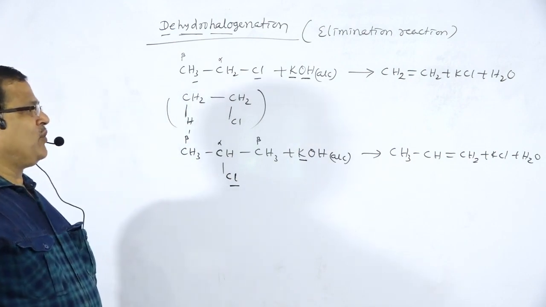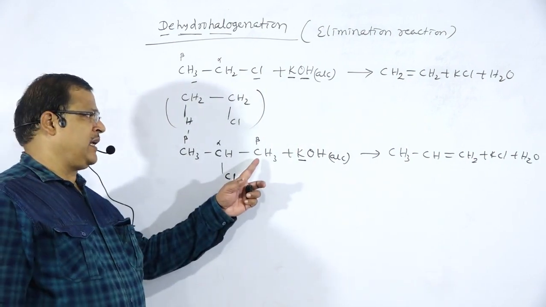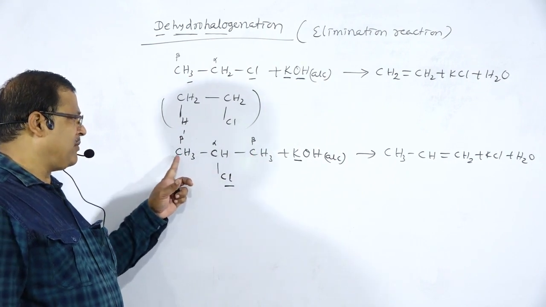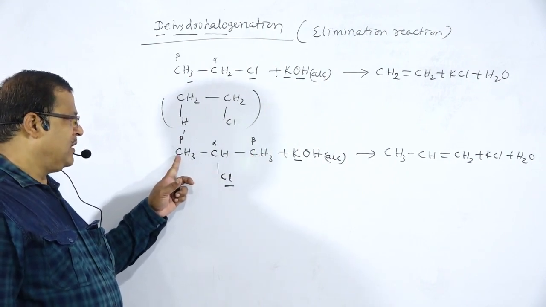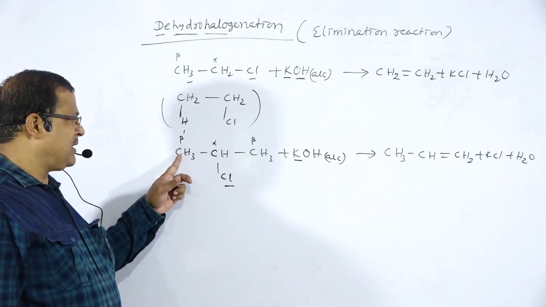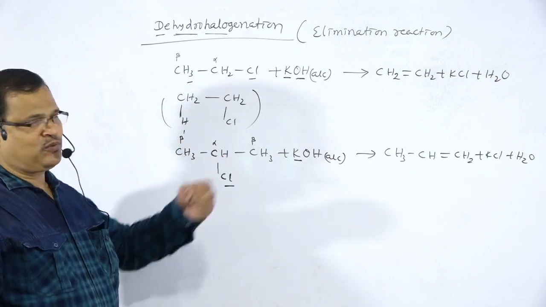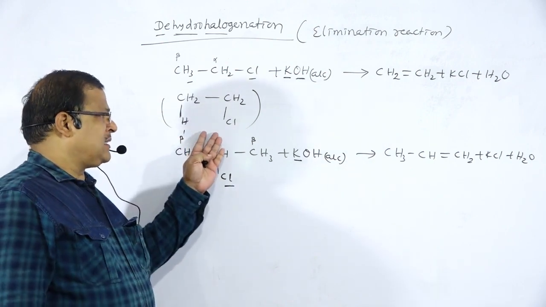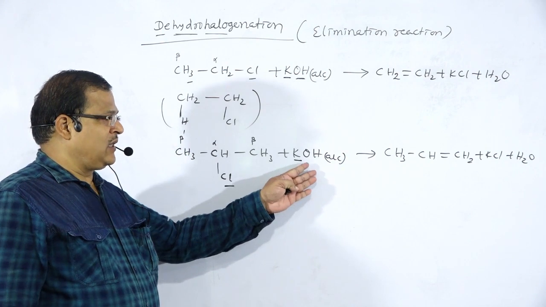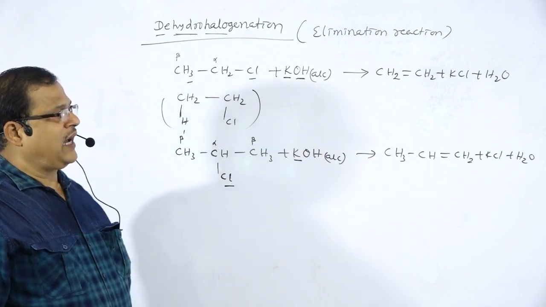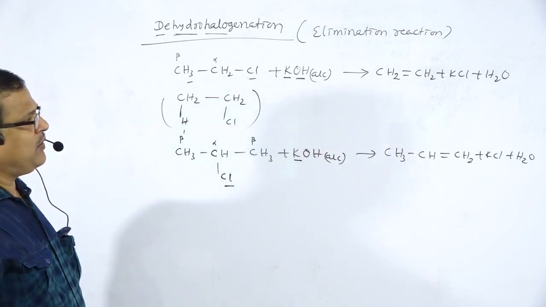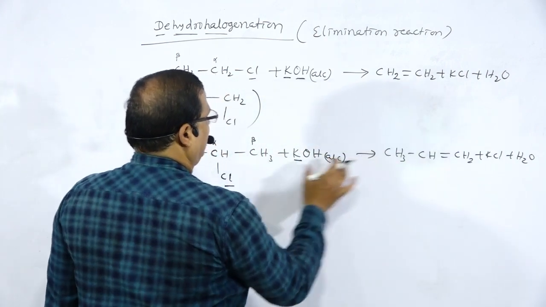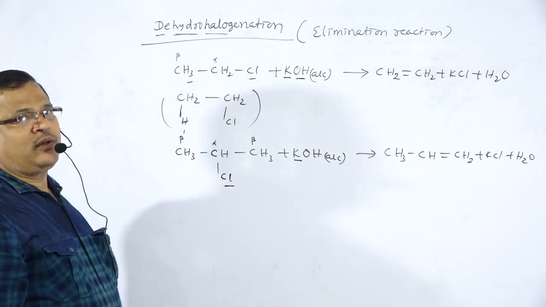Then there is the formation of propene. Either we can take the beta hydrogen atom from this carbon atom or from that carbon atom. If we take the beta hydrogen atom from this one, we insert the double bond here, and that is your propene. So alkyl halides react with alcoholic KOH, and there is the formation of an alkene, ethene or propene, depending upon the alkyl halide we have taken.